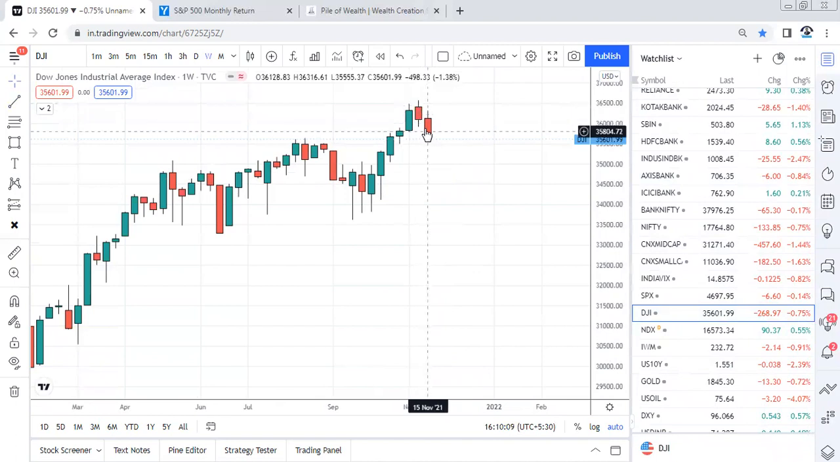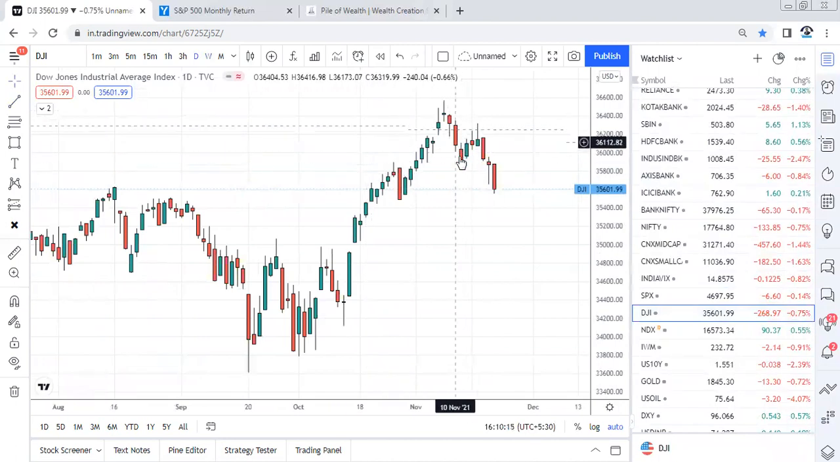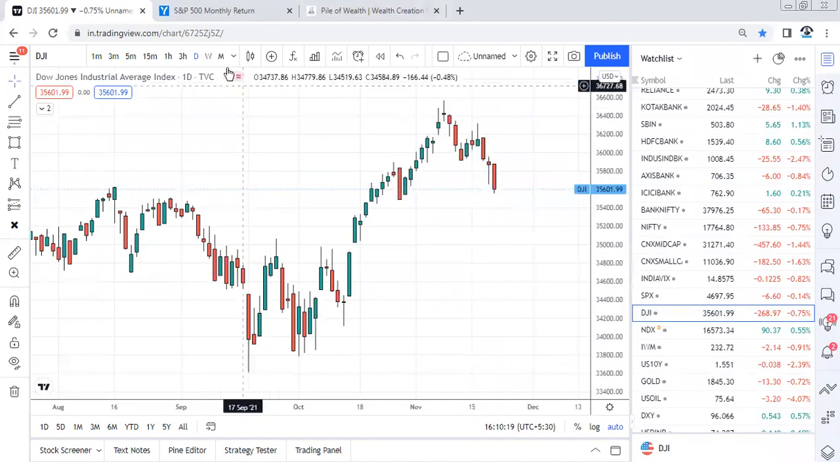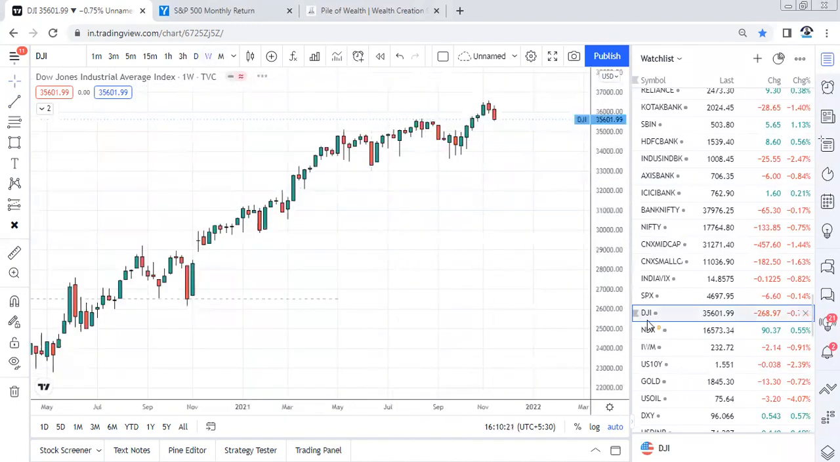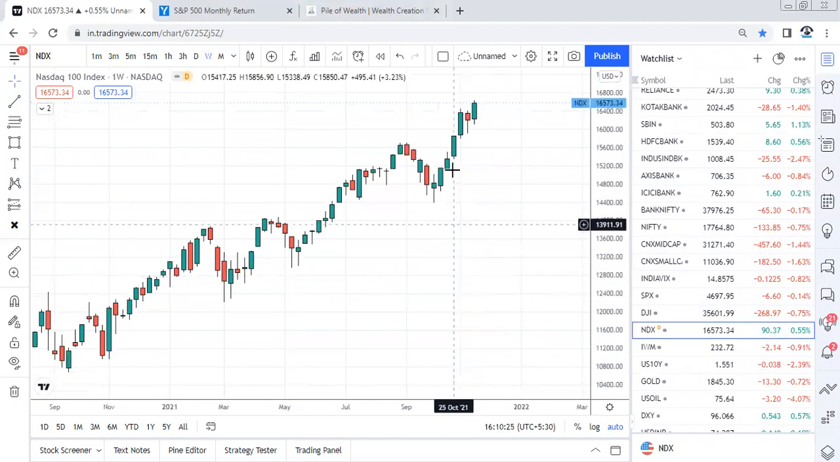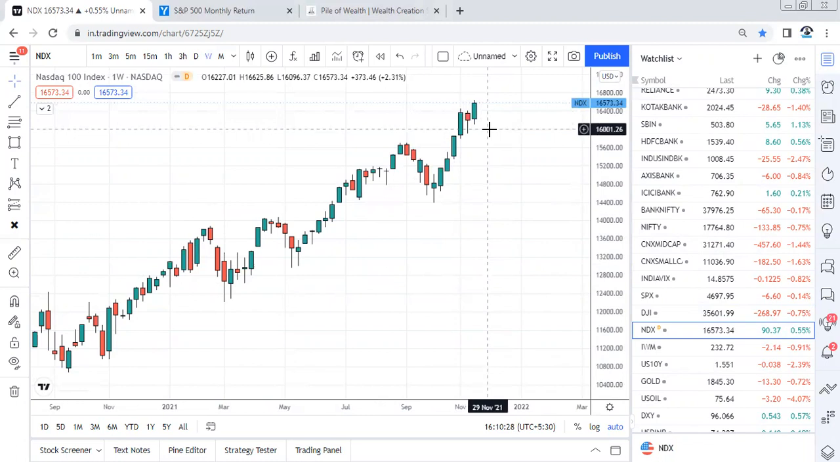That clearly shows the bearish trend has started compared to the S&P 500. On a smaller scale, even on the daily time frame, it is very clear the Dow Jones is becoming much more bearish compared to the S&P 500. And seeing the IT index of the US, which is Nasdaq, it is much, much stronger. So there are mixed signals. IT or Nasdaq is stronger, Dow Jones is weak, S&P is sideways.